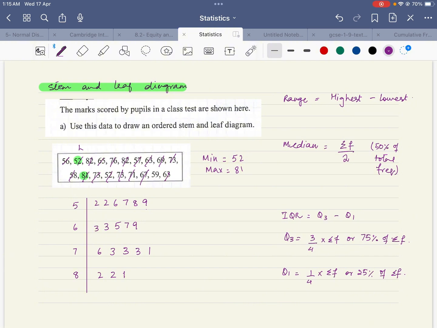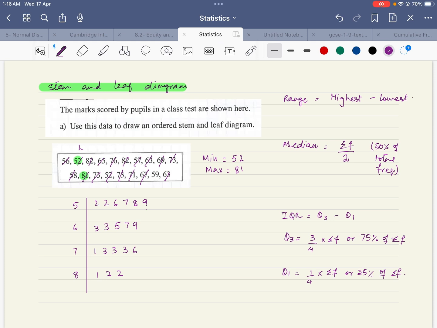Next, 1, 3, 3, 3, 6. This way your data will be arranged completely. And then we have 1, 2, 2. This is the stem and leaf diagram.